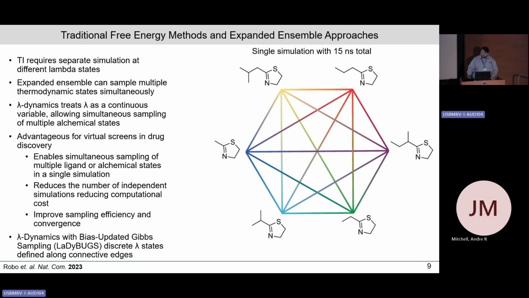And now you're exploring all 5 of those states within a single simulation. And this is different from previous lambda dynamics methods: we're going to be using discrete lambda states, which are now going to be defined along the connective edges there.